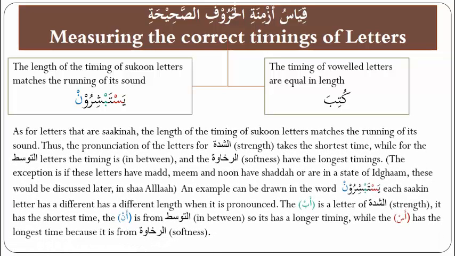As for the letters that are sakina, the length of the timing of sukun letters matches the running of its sound, because we had discussed this before, that the sound has different lengths for different types of letters based on shidda and tawassut and rakhawa. Thus, the pronunciation of the letters of shidda takes the shortest time, whilst for the tawassut letters, that is the mutawassita letters, the in-between letters, the timing also is in between. And for the rakhawa letters or the rikhwa letters, they have the longest times.